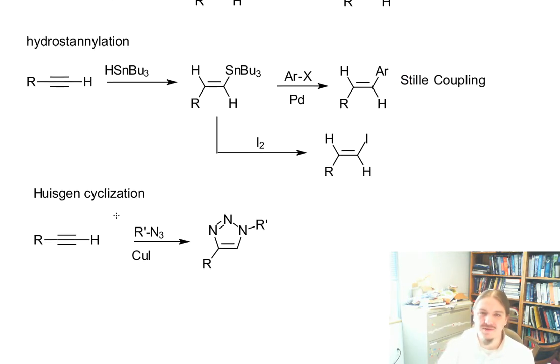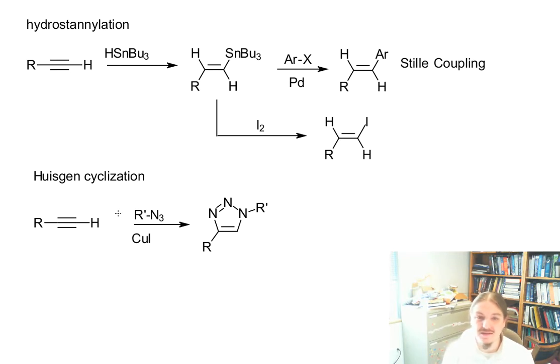And then the very last one is this neat reaction called the Huisgen cyclization. I like it because I like the name Huisgen. It's kind of fun to say. But here's a cyclization, or cycloaddition, reaction of an alkyne, usually a terminal alkyne, and an azide, catalyzed by copper to make this triazole compound. And these are kind of neat compounds that are finding use in a number of material science applications.